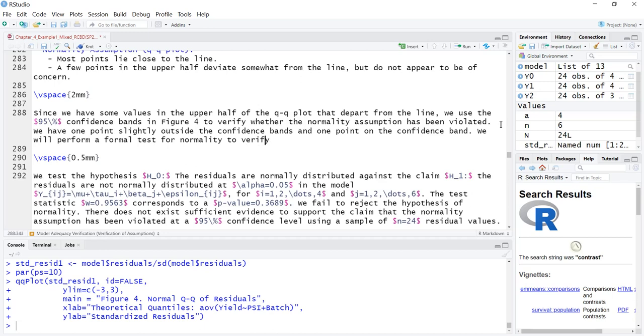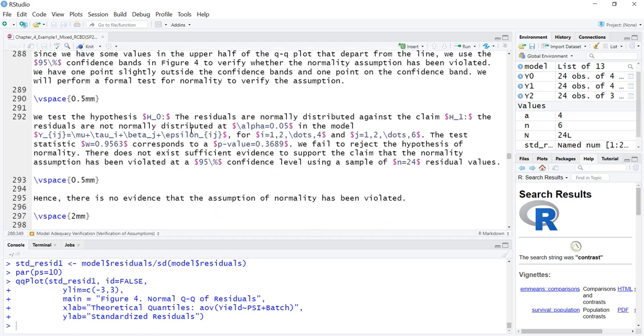Verify, okay. The assumption. So, and then I've written that up. We test the hypothesis H0, the residuals, don't need capitalization here. The residuals are normally distributed against the claim H1. The residuals are not normally distributed at alpha equals 0.05 in the model.